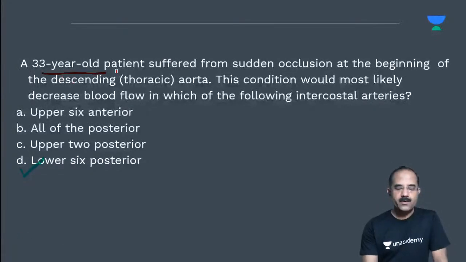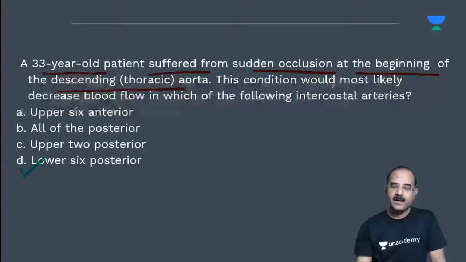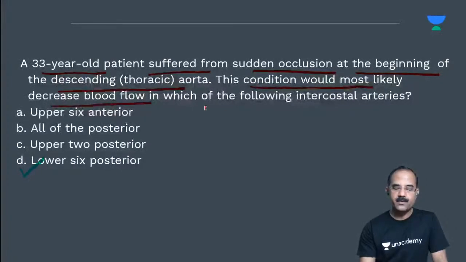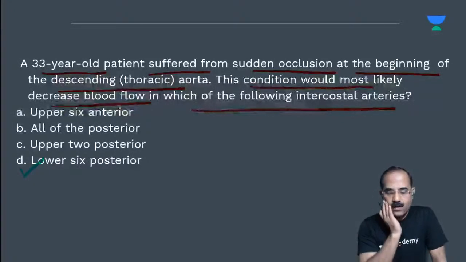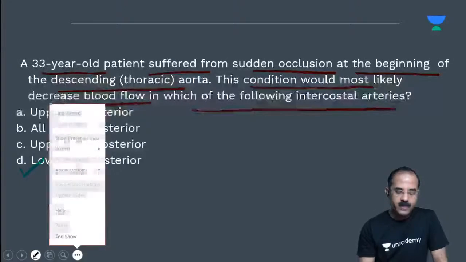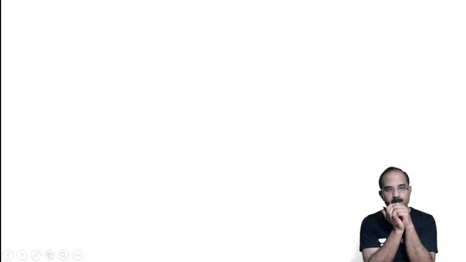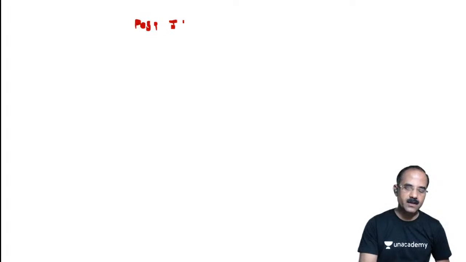Look here. A 33-year-old male patient suffered from sudden occlusion at the beginning of the descending thoracic aorta. The condition would most likely result in decreased blood flow in which of the following intercostal arteries? So there's an occlusion in the descending thoracic aorta. Now, what are the branches of the descending thoracic aorta? The descending thoracic aorta gives arteries behind in the intercostal spaces. This is what we call the posterior intercostal arteries. I'll just write this down. Posterior intercostal arteries.